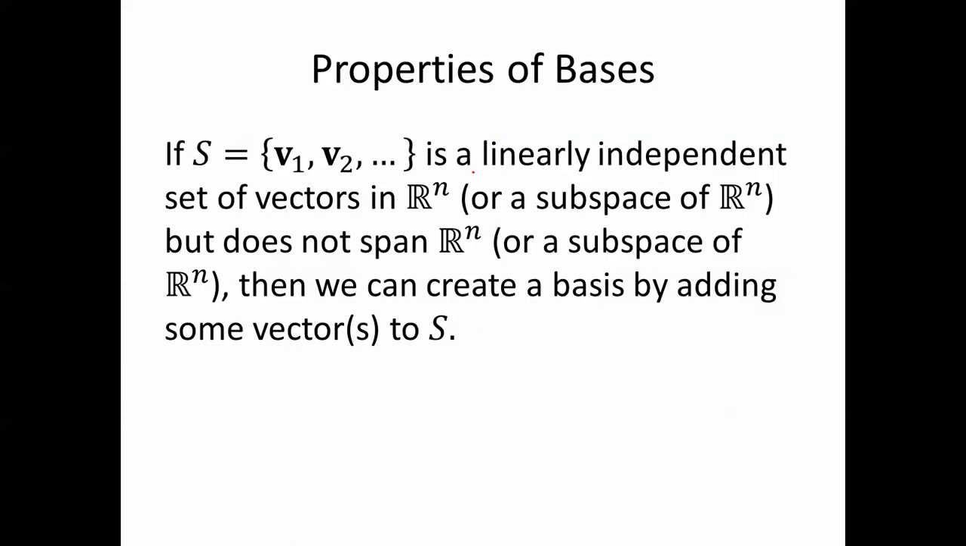If S equals {v1, v2, etc.} is a linearly independent set of vectors in Rn, or a subspace of Rn, but does not span Rn, or that subspace of Rn, then we can create a basis by adding some vector or vectors to S.